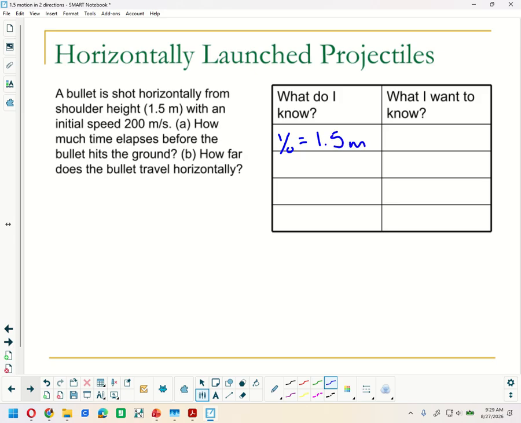Okay. There you go. What else do I know? Initial velocity, but you gotta give me directions. So remember, this one is a horizontal, so it's only going that way, right? So it is going to be initial velocity of X is 200 meters per second.